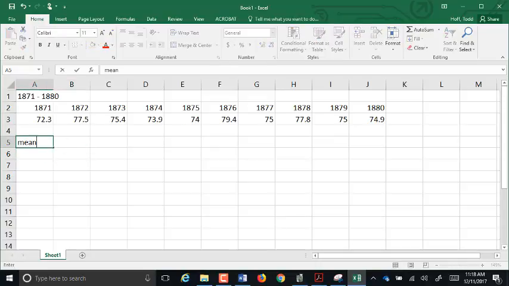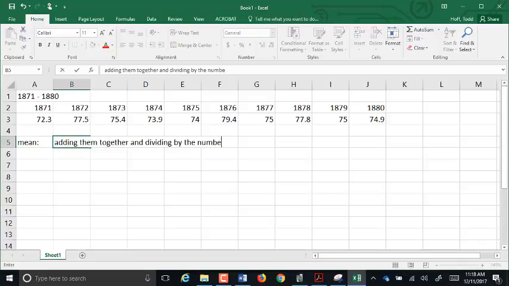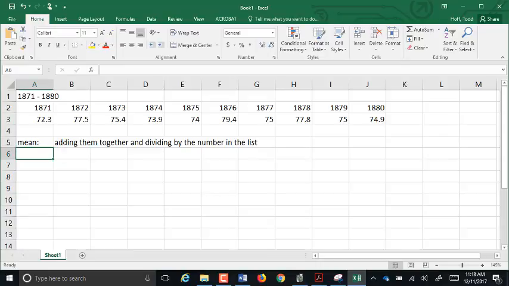Let's find the mean. The mean is found by adding them together and dividing by the number there. So how many numbers are in this list? 10. So what that means is in statistics, we talk about n. N is the number of items in the list. So that means that n equals 10.